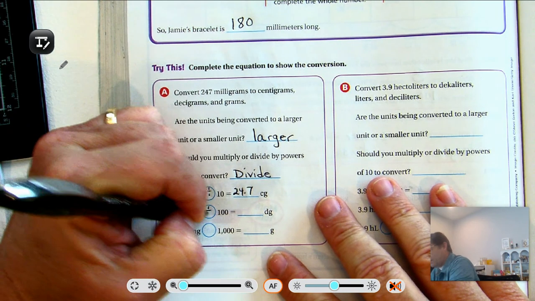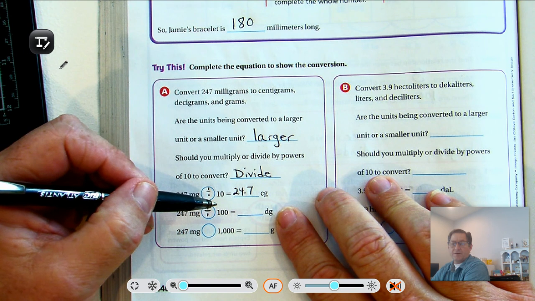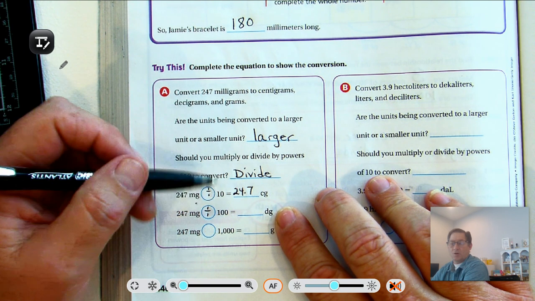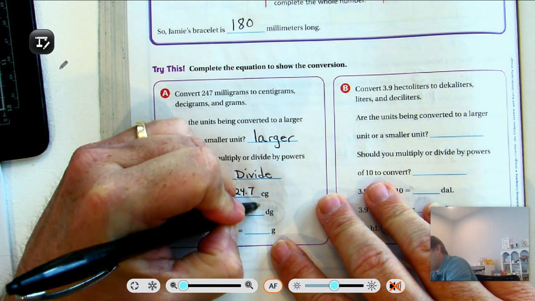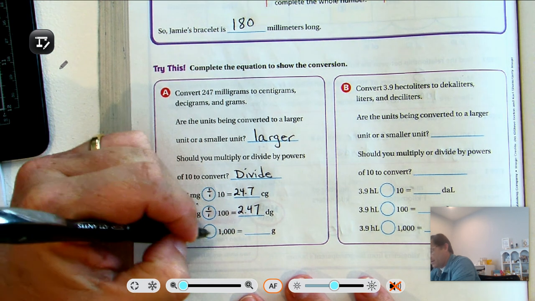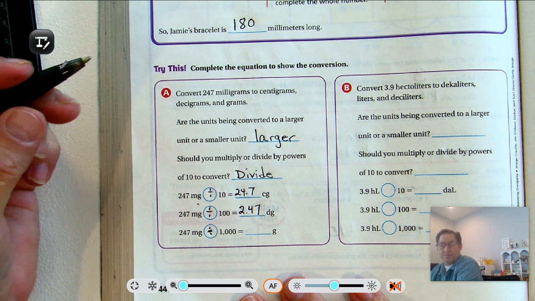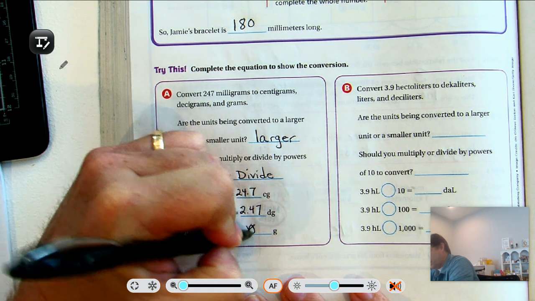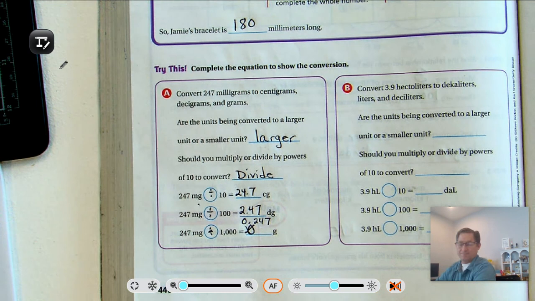247 milligrams are how many decigrams? Decigrams are 100 times larger than milligrams, so 2.47 decigrams. And a gram is 1,000 times bigger than a milligram, so we'd have 0.247 grams.